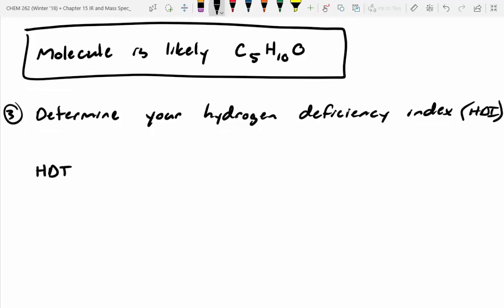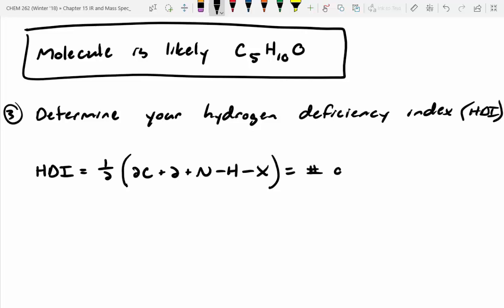But you can calculate your HDI, that hydrogen deficiency index, by going through this formula where you take 1/2 times double the number of your carbons plus 2 plus the number of nitrogens minus the number of hydrogens minus the number of halogens, so that's X. And what this does is it tells you the number of pi bonds plus the number of rings that you have in your system. So it is a pretty useful tool, right?